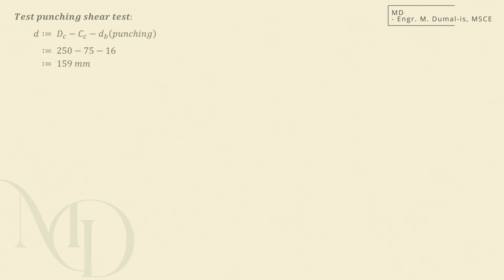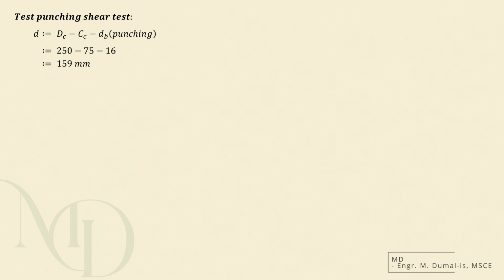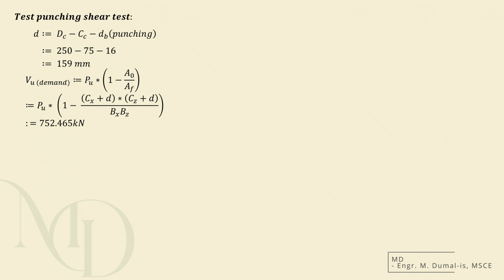Let us now check for punching shear. We begin by computing the effective depth. For punching shear, we assume that the effective depth is measured at the center of the crossing reinforcement bars. This means we deduct the full diameter of the rebar from the total slab thickness, along with the clear concrete cover. Using the computed depth and the previously established punching shear formula, we can now determine the demand shear, which comes out to be a little over 700 kilonewtons.